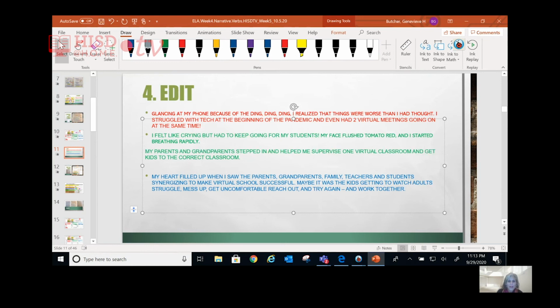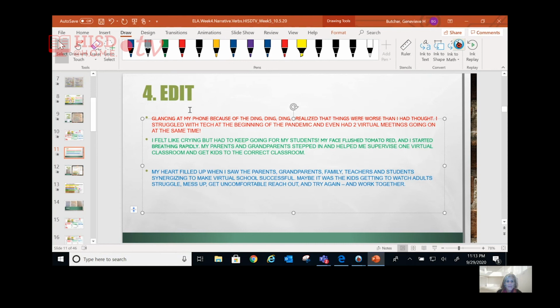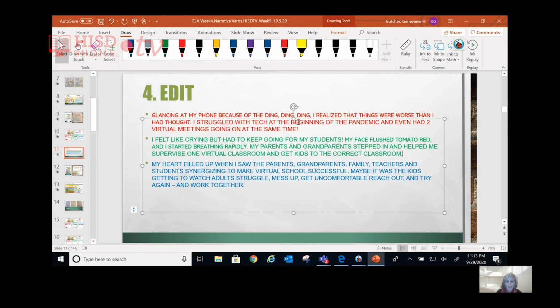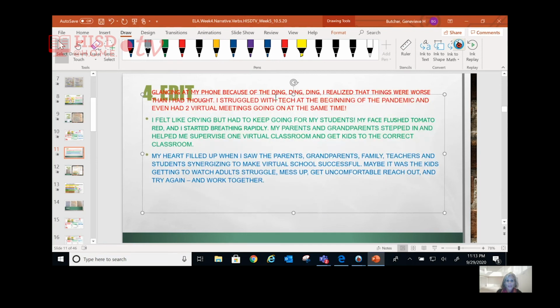So here I still have my beginning, middle, and end. And let me just read it to you. There's more we can do with it, but I'll show you a finished product, and I want you to understand we can do this. And the more you write, the better you get at writing.